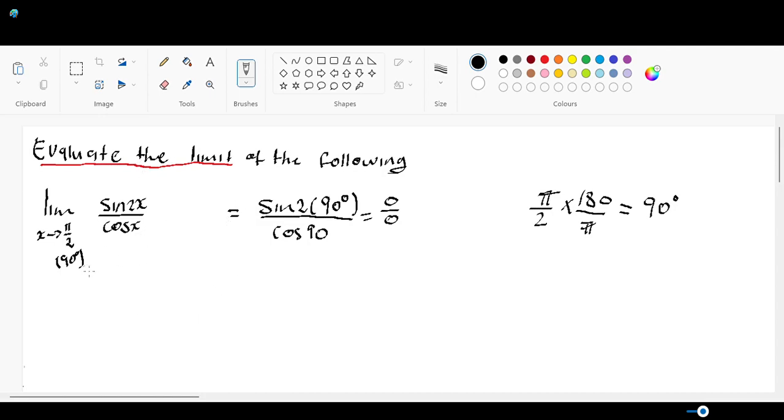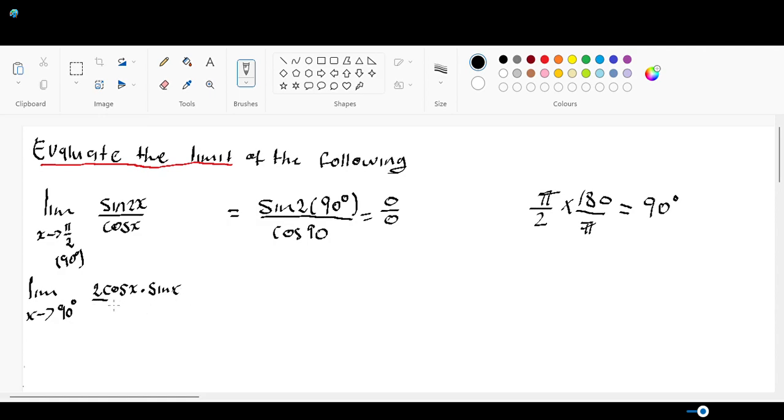Now for step number 2, you need to know some identities in order to continue and simplify here. So let's continue. You're going to write the limit as x approaches, and you can even change here and write 90 degrees. We know that pi over 2 is actually 90 degrees, so it's still fine. Now you have to change sine 2x. What is the identity there? This is actually 2 cos x multiplied by sine x.